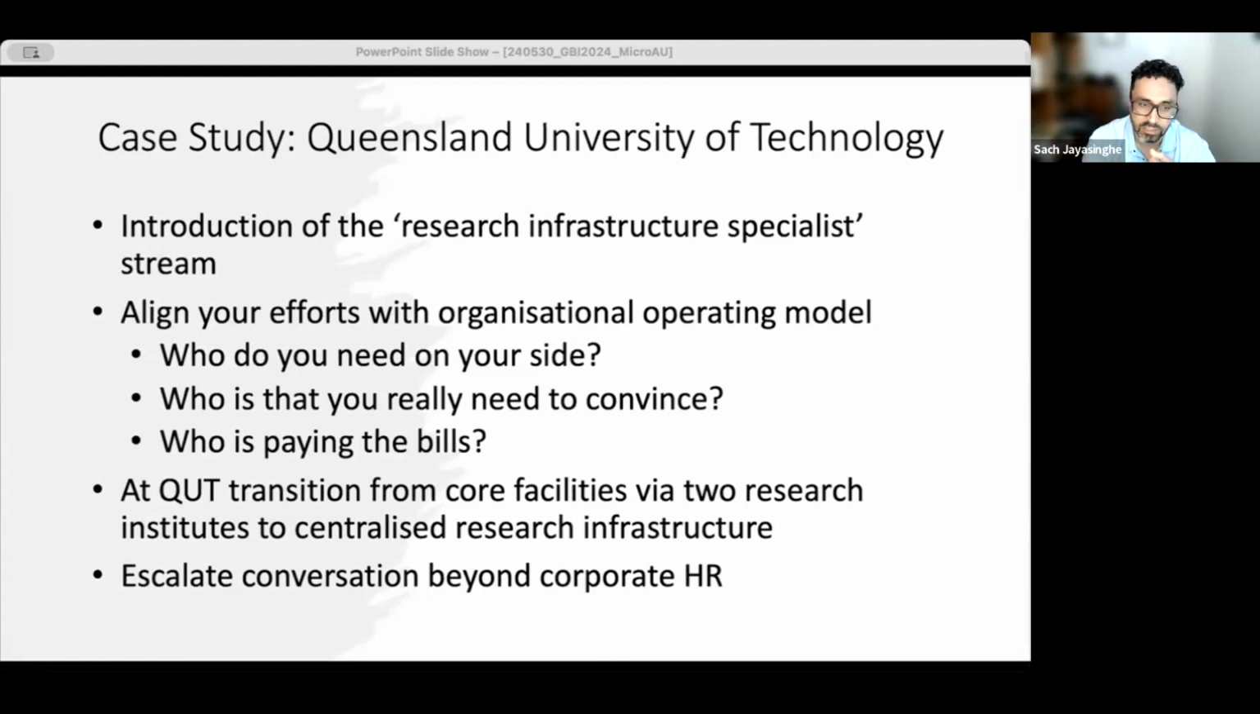When I first started at QUT, most of the core facilities were run by 2 institutes. Then the Vice-Chancellor and the DVCR asked me to centralize the research infrastructure. So now QUT, which Jamie is part of, has a centralized research infrastructure model, probably up to about 170 people now within that centralized core facility. The main advice I'd give is that you have to get the conversation well beyond corporate human resources. If you're stuck at human resources, you haven't elevated the conversation high enough to have meaningful impact. And how do you take it beyond HR? Next slide.